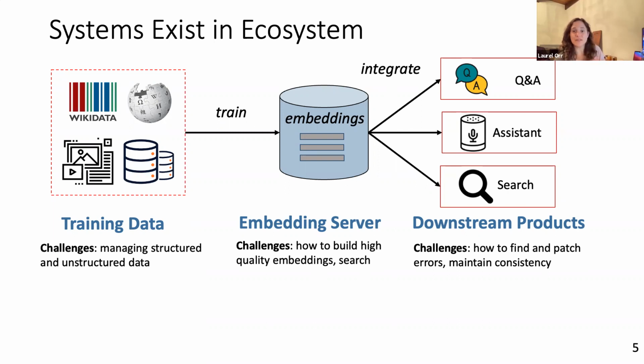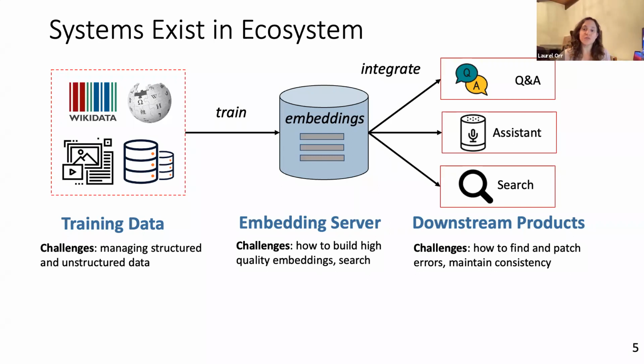And at each step of this ecosystem are really unique challenges that are still open and I think need to be solved. On the training data side, you need to be able to manage and integrate these structured and unstructured data sources in order to better train these embeddings. On the embedding side, you need to understand how to build high quality embeddings and how to search over embeddings and monitor and version them. And on the downstream product side, you have to be able to understand the errors that are occurring in the model and how to patch them.